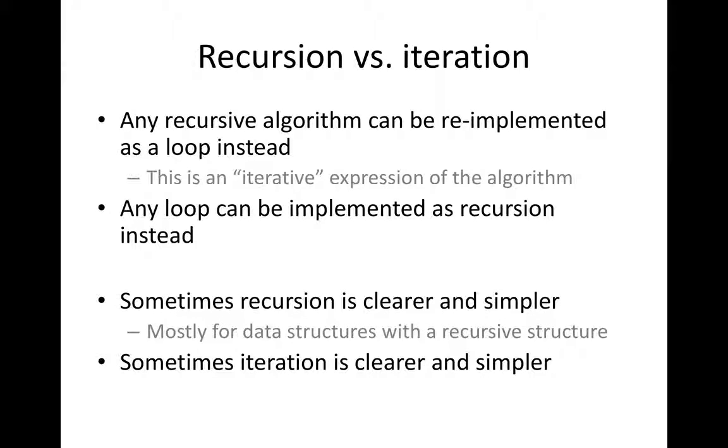Sometimes recursion is the clear and simpler way. So this is for data structures with a recursive structure. So for example, we saw tree pictures. There's a tree data structure. It really lends itself to recursion. You can process a tree using a loop, but it is going to be a huge pain. It's going to be so much more work than using recursion.